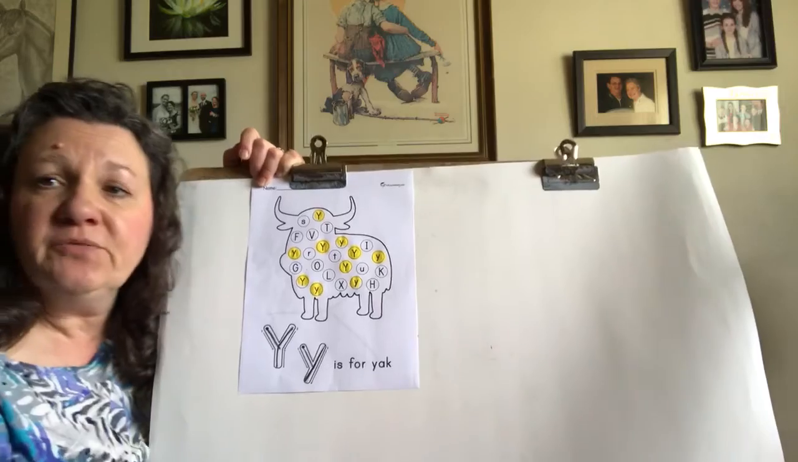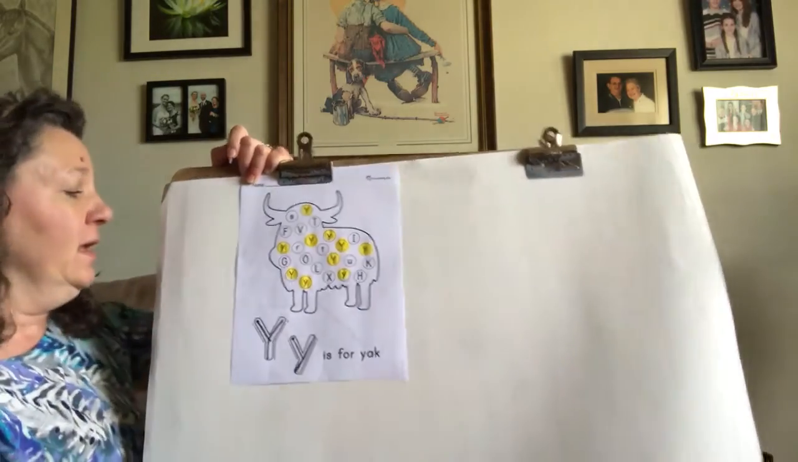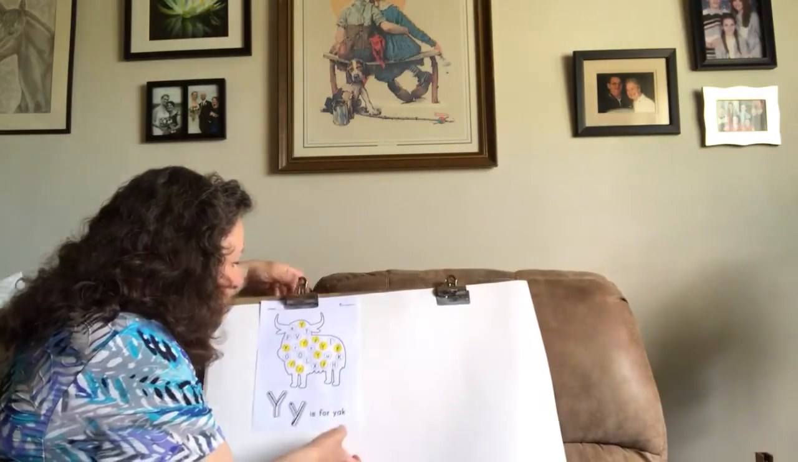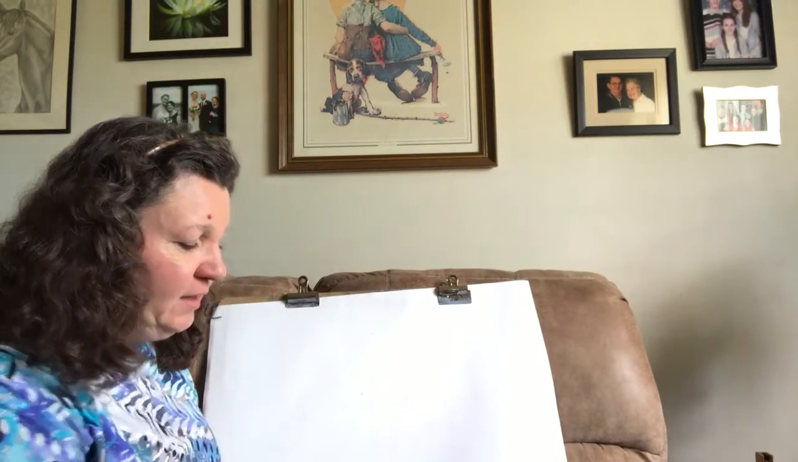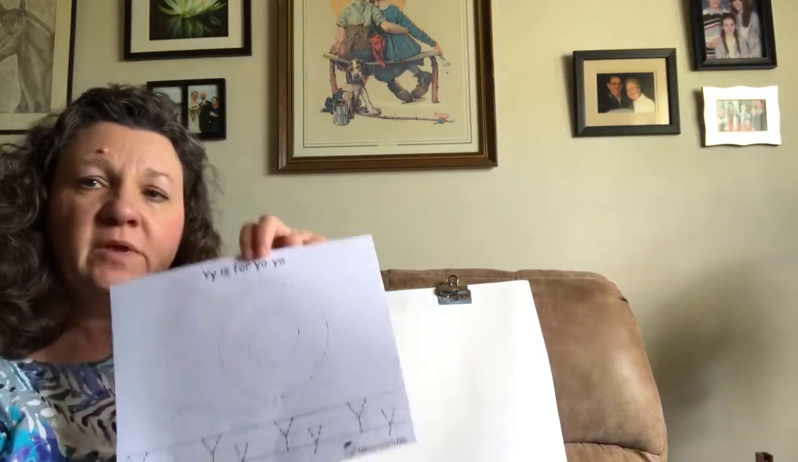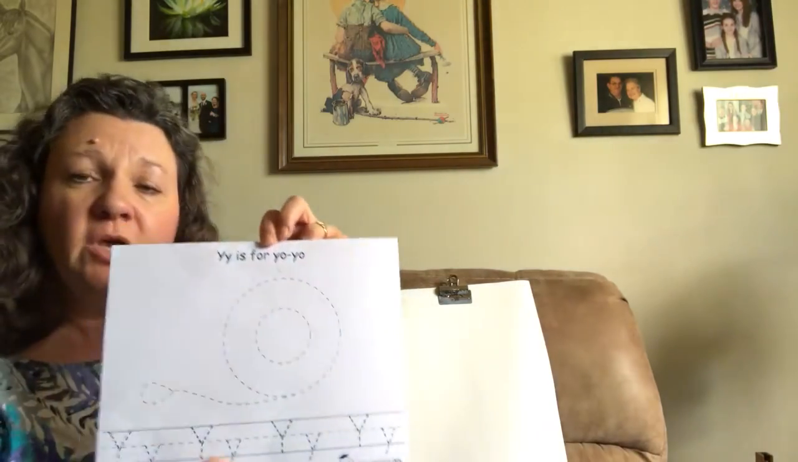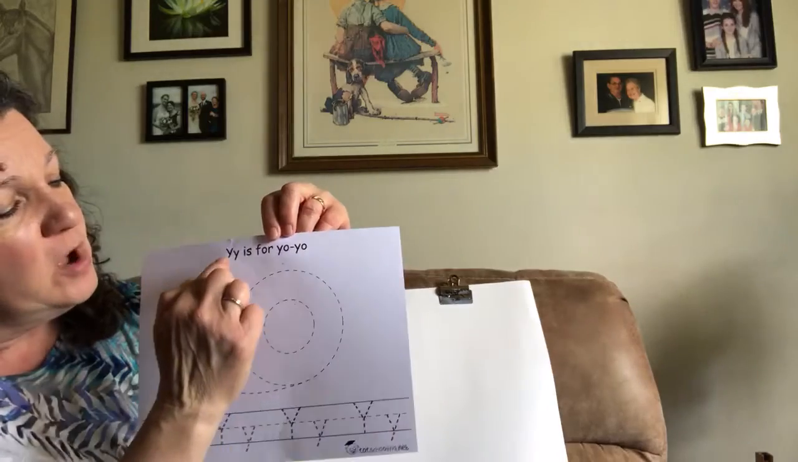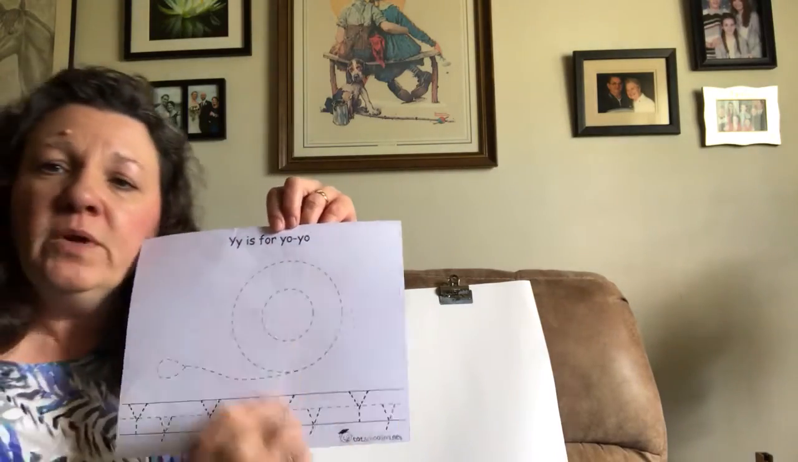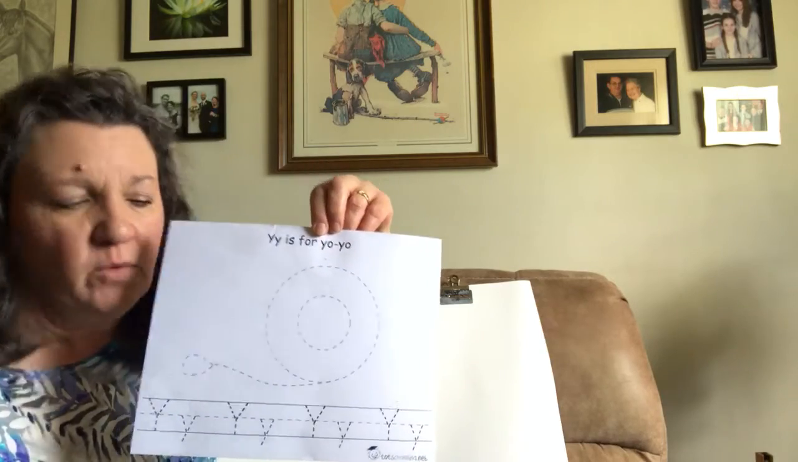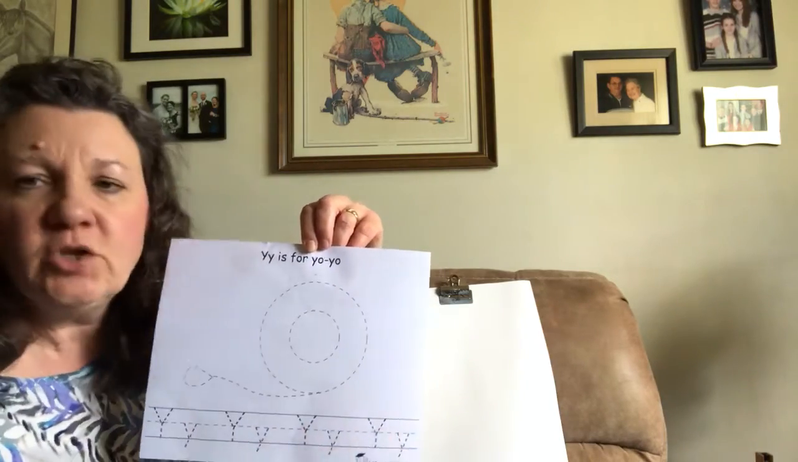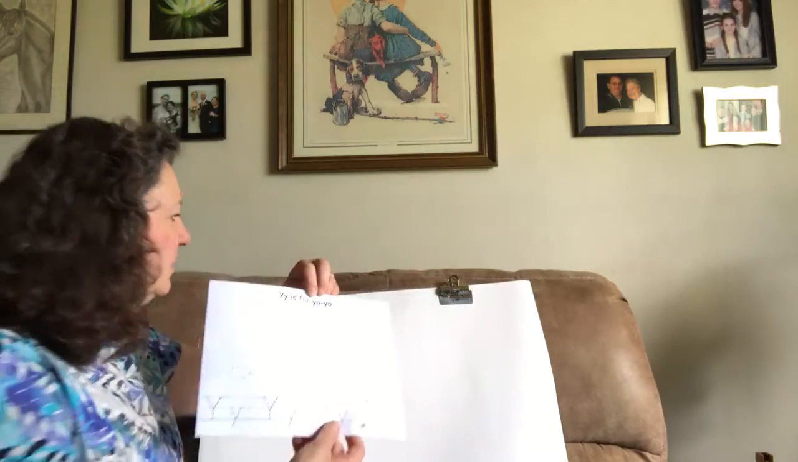All right, now there's a couple of different things we're going to do today with the letter Y. Let me show you the next thing. Okay, I'm going to put this aside, and the next paper we're going to work on is this one. Remember we said Y is for yo-yo, and that's what it says at the top. What do you think we're going to do with this page? Yeah, we're going to trace it, okay? We're going to trace our yo-yo, and we're going to trace some Y's on the bottom.